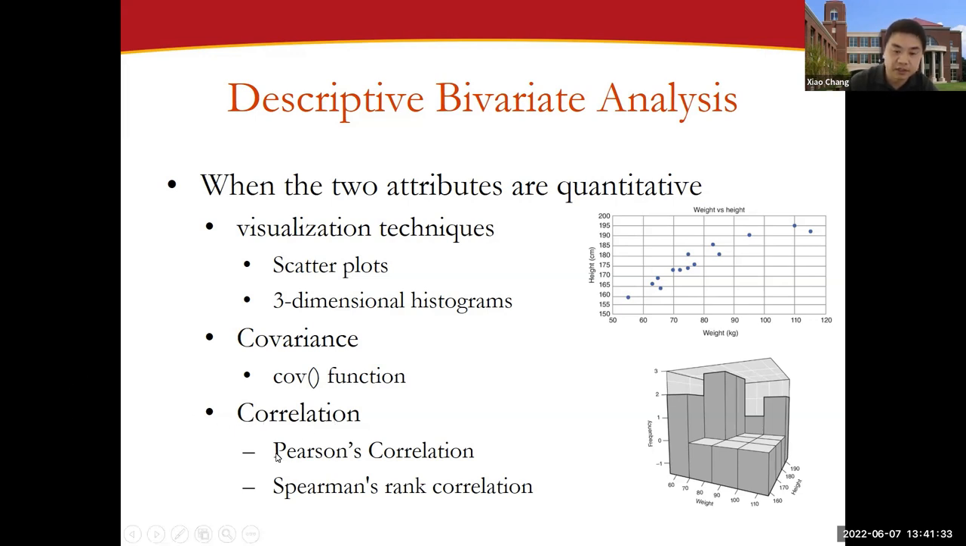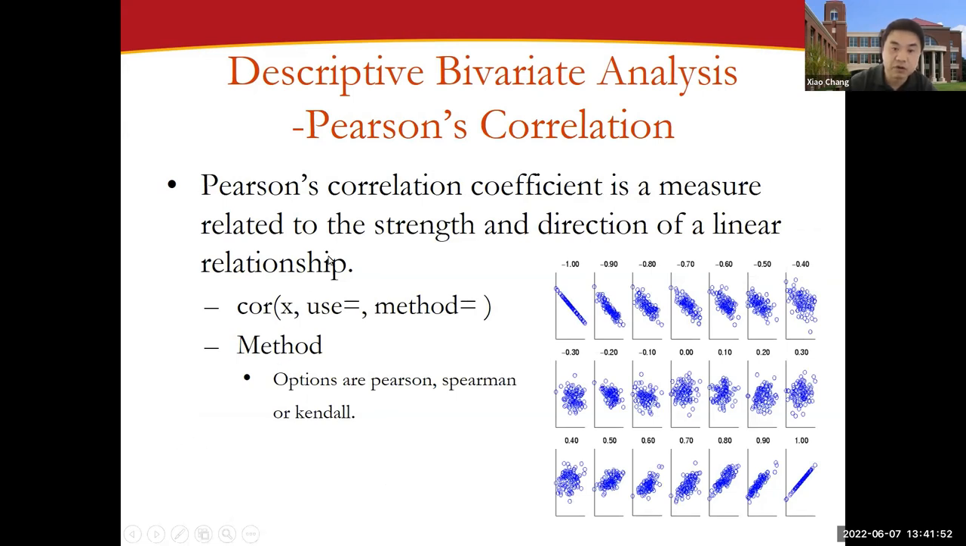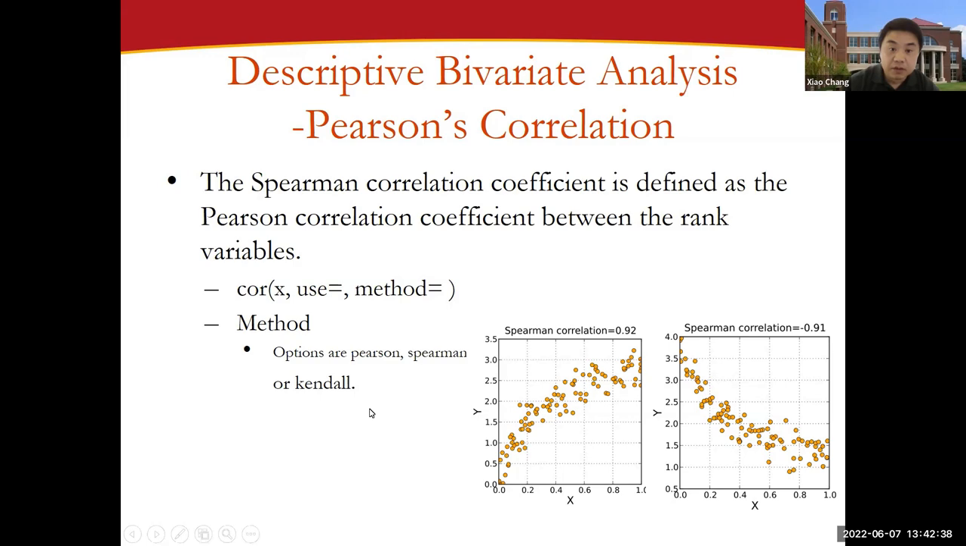And for the correlation, I discuss the Pearson correlation and the Spearman rank correlation. We talk about the calculation of these correlation values and how to use R to calculate the correlation coefficient, using the cor function to calculate the Pearson correlation for the data. This function has an option, the method, which can be set as Pearson or Spearman to get these two types of coefficient.